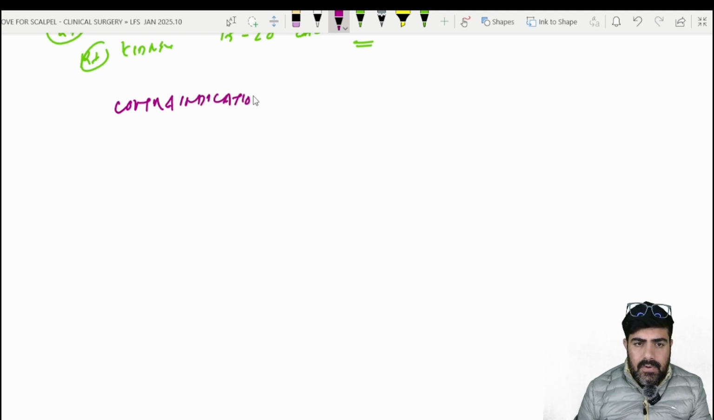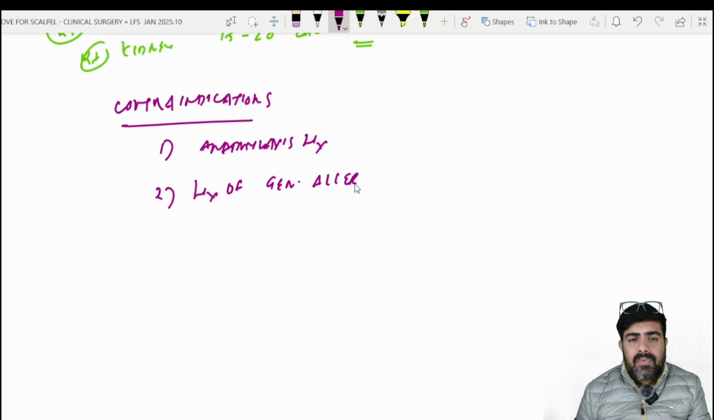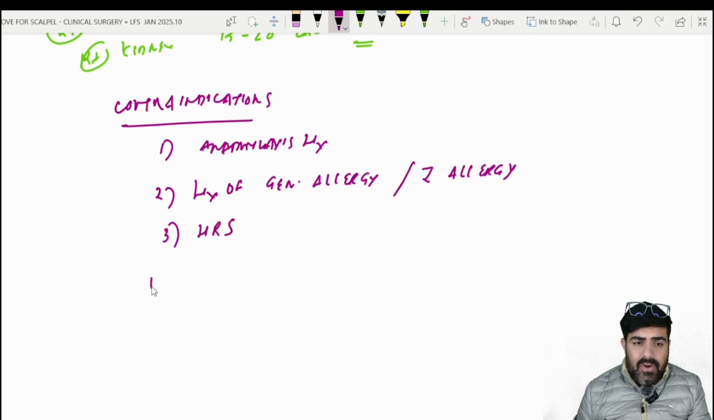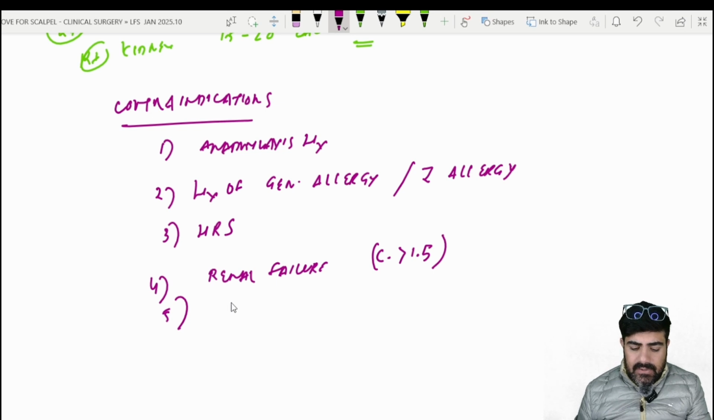Contraindications. First is history of anaphylaxis. Second is history of generalized allergy or iodine allergy. Third is hepatorenal syndrome. Fourth is renal failure with serum creatinine more than 1.5. And fifth is multiple myeloma.